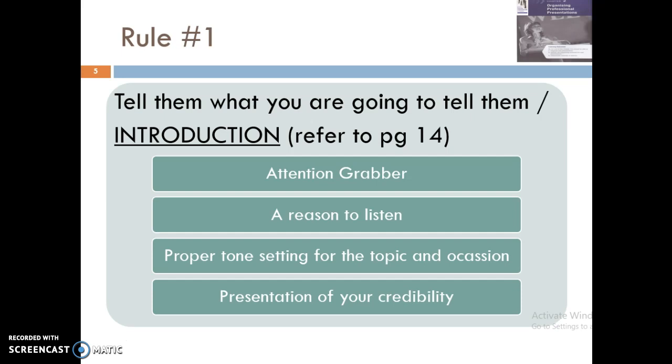The fourth one is to set the proper tone for the topic or occasion. The proper tone could be something serious or something light, easy to digest. And the last part is to present your credibility. That means to tell them why you are the right person to talk about the topic.